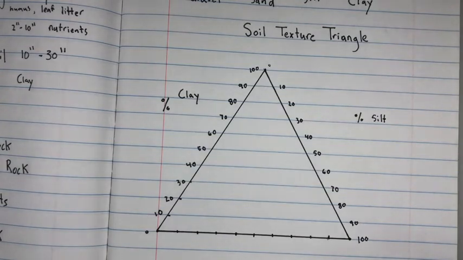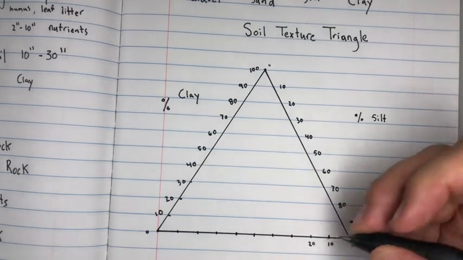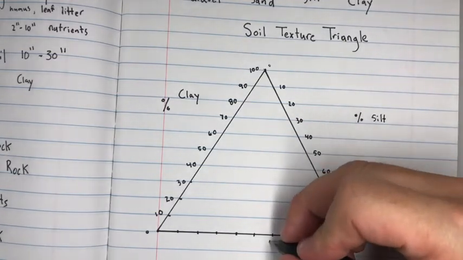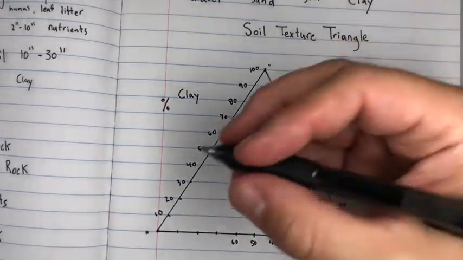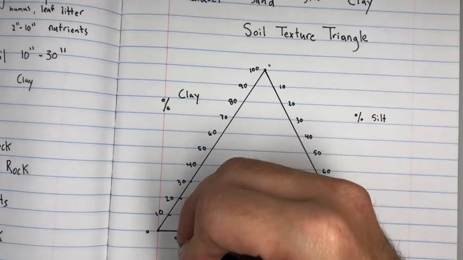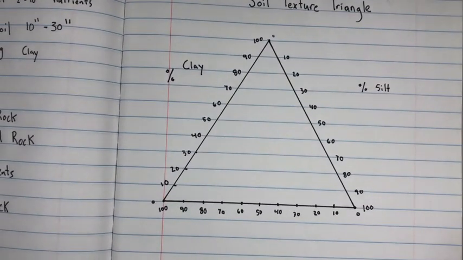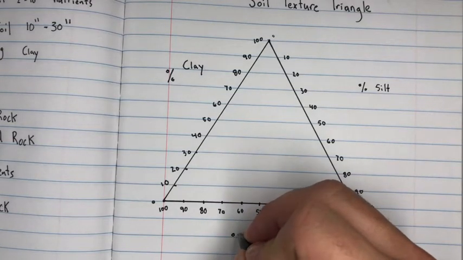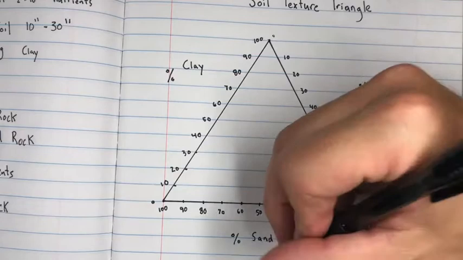And now we want to go up the scale from right to left. 10, 20, 30, 40, 50, 60, 70, 80, 90, and 100. Okay. So now we're ready to add our label for this final axis of our triangle, and that's percent sand. Okay. So sand, as you can see, gets higher as we go this way.